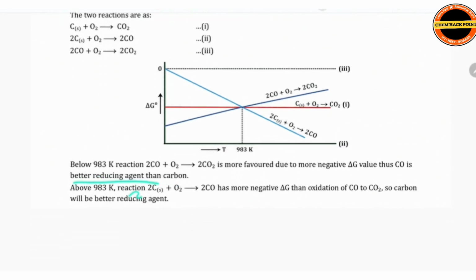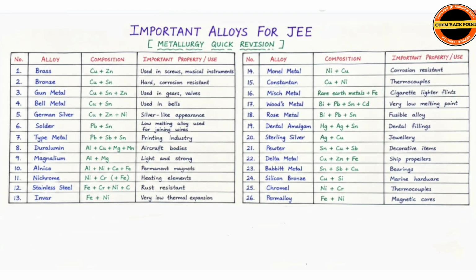Okay, that's the explanation given here. An important alloys list is also attached here. You can see brass, bronze, gunmetal, bell metal, solder, alnico, nichrome, invar. These are the most important alloys, repeated as last questions in JEE. You can refer to it properly and understand those components. Use is not so important. Mainly remember the composition.